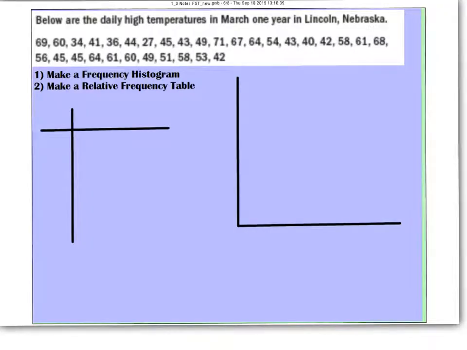Now let me show you how to make a frequency table, and we'll do a relative frequency table also, and then we'll make that a histogram. So here we have the daily temperatures in March in one particular year in Lincoln, Nebraska, and we want to make a frequency table first. So what I want to do is get an idea of trying to make 5 to 10 intervals. So the range of this data, we want to find the smallest and the largest piece of data. It looks like the smallest piece is 27 and the largest is 71.